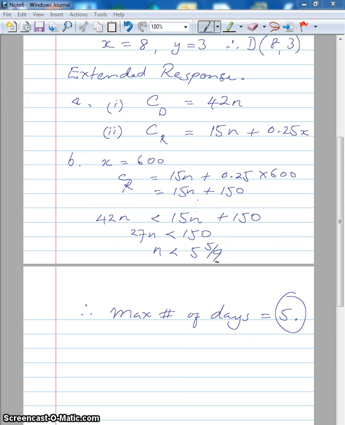So that's the end of the solutions. I hope that has made some sense to you.